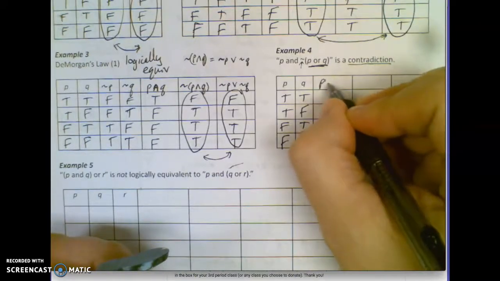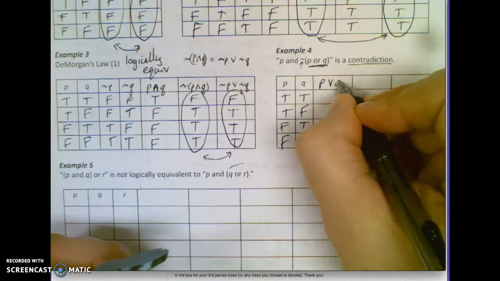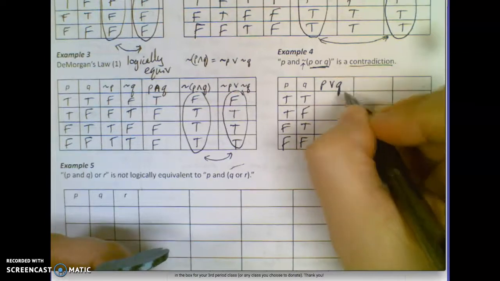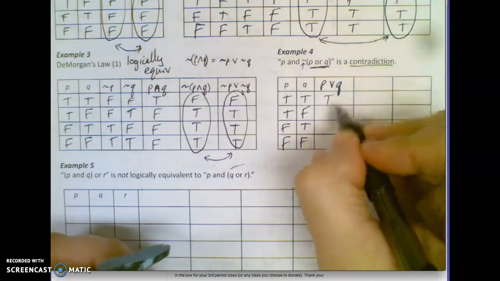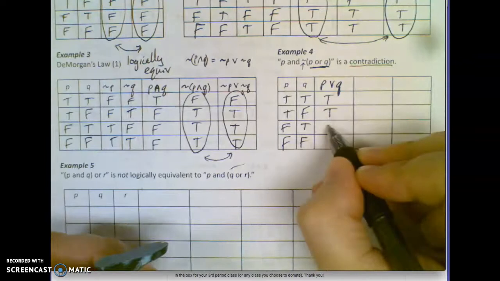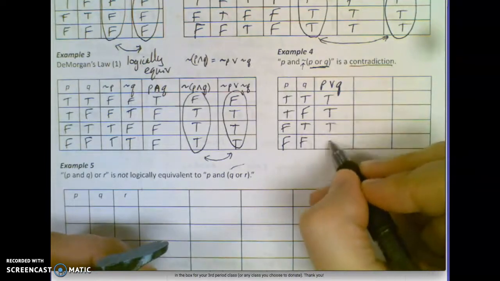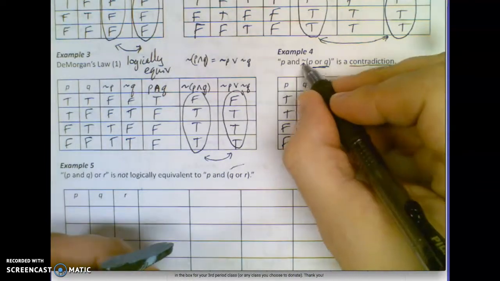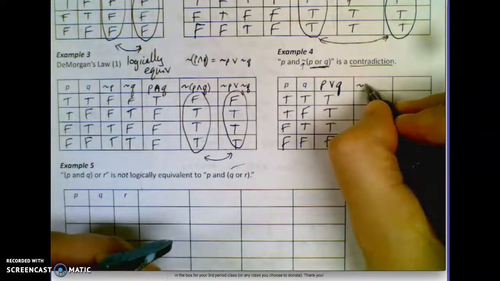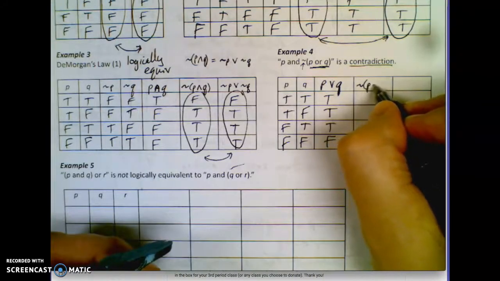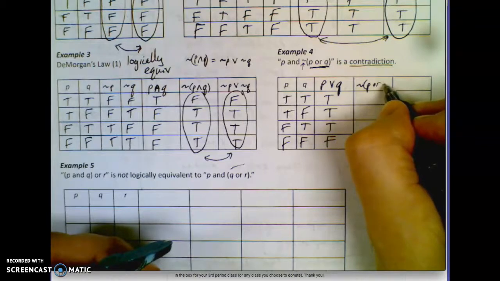So let's do a regular P or Q. You can use the word or, I don't really care. True or true is true. True or false is true because it's lenient. False or true is true, and that's false. And now I'm going to not that thing. Not P or Q.